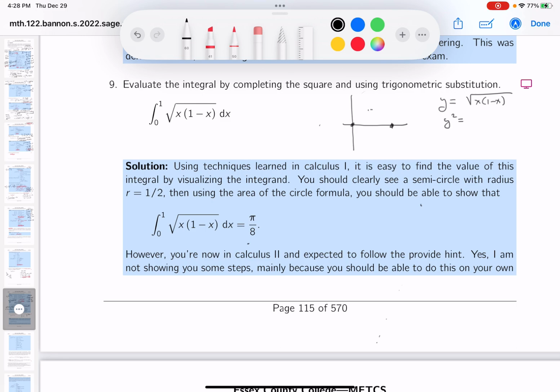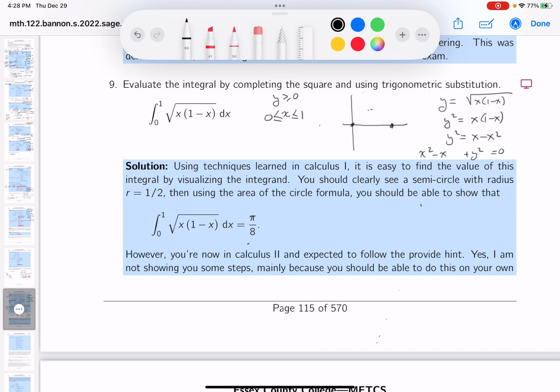Oh, by the way, before I go forward, y has to be greater than or equal to 0, and x has got to be between 0 and 1. I know that much, all right? So when I square both sides, what do I get? I get x, and I get 1 minus x. You get y squared. That would be x minus x squared. And I'm going to rewrite it a little bit differently. I'm going to write it as x squared minus x plus y squared is equal to 0.